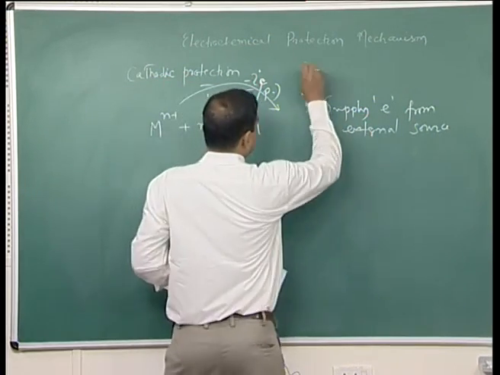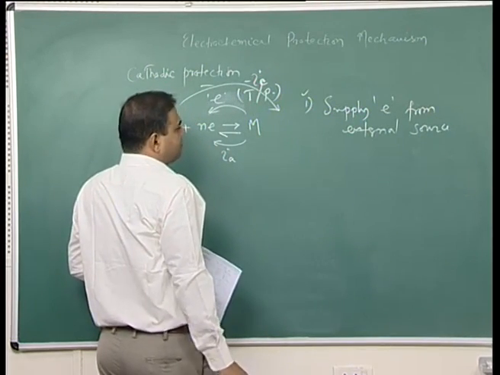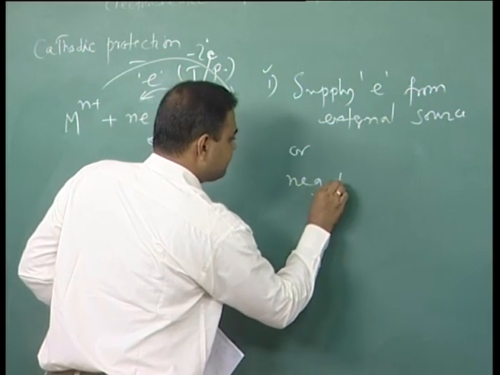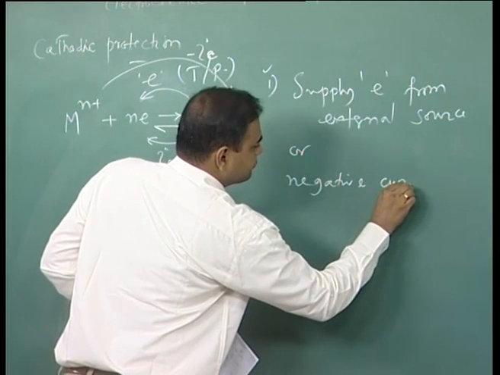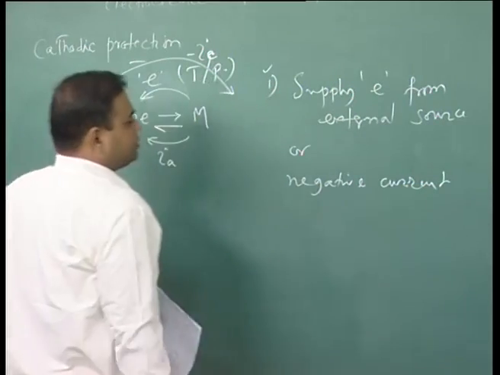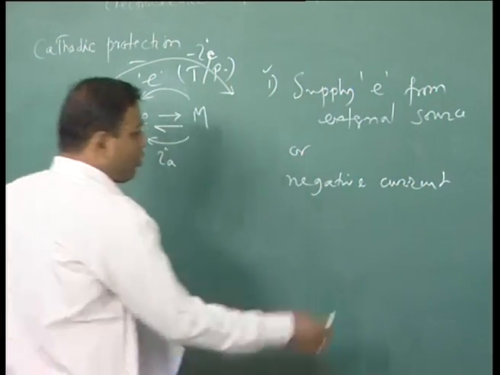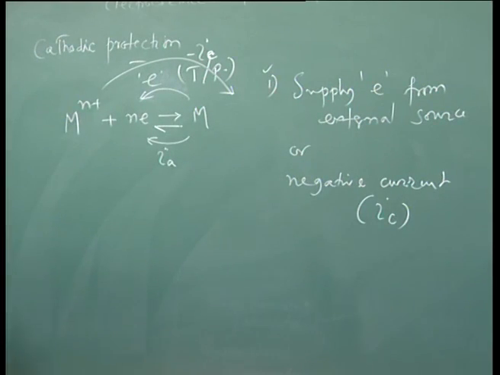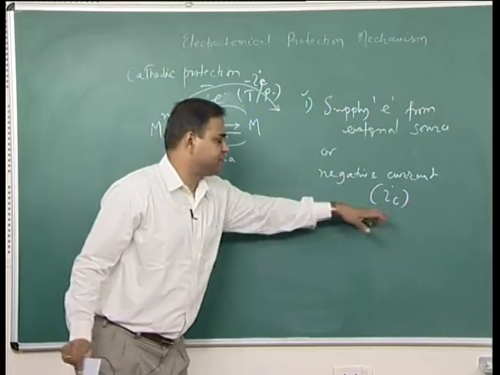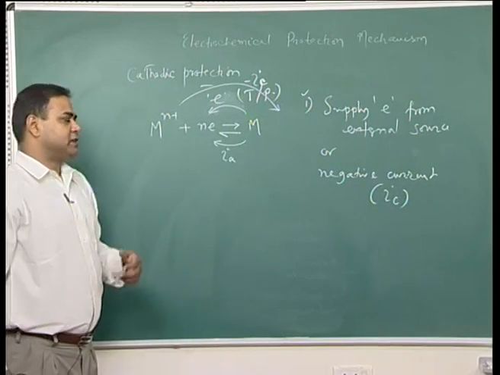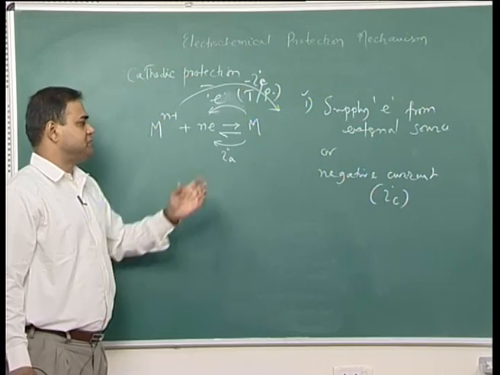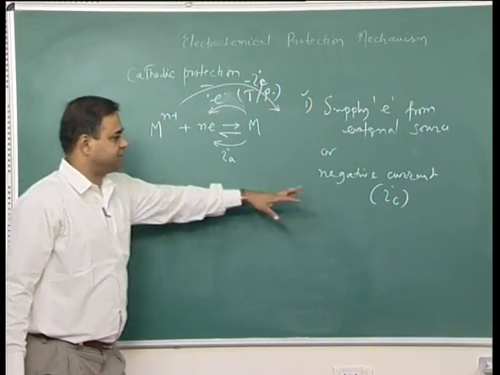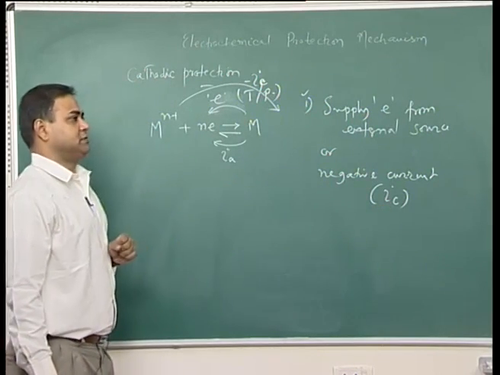So, this is supply of electrons or negative current. Supply of negative current to the system, or supply of i_C, the cathodic current. This small i_C is the cathodic current density. We are supplying some cathodic current, which is divided by the area of the cathode region. That means it is converted to cathodic current density.